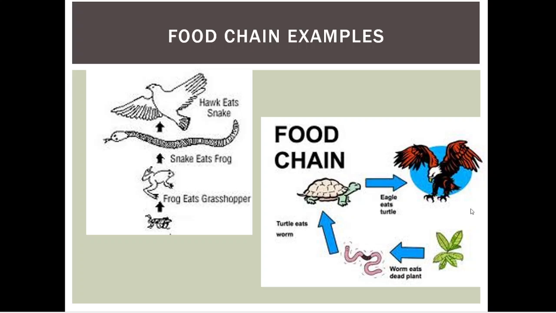And here's another one. It doesn't have to be in a straight line. It could be in a little circle. We have our plant, and the worm eats the plant, so the energy goes to the worm. Then the turtle eats the worm, and then the eagle eats the turtle.